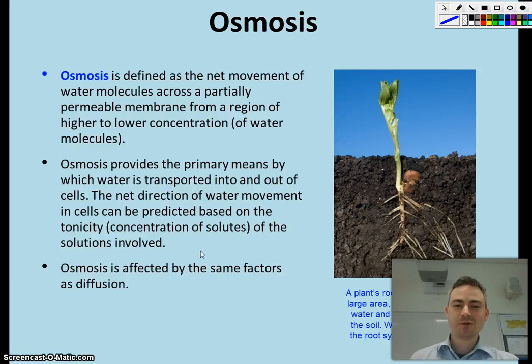Welcome to part 2 of the membrane structure and transport video. In part 1 we looked at the structure of the membrane and those first two modes of transport, and in this video we're going to look at the other three types of transport across the membrane, starting of course with osmosis, as we see in front of us here.